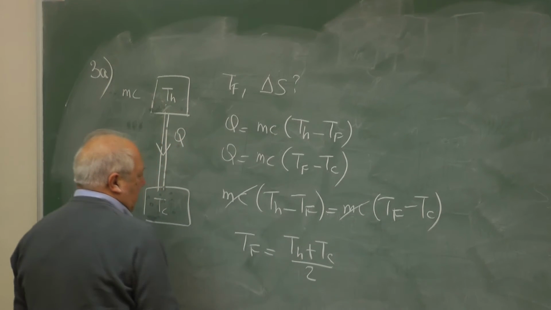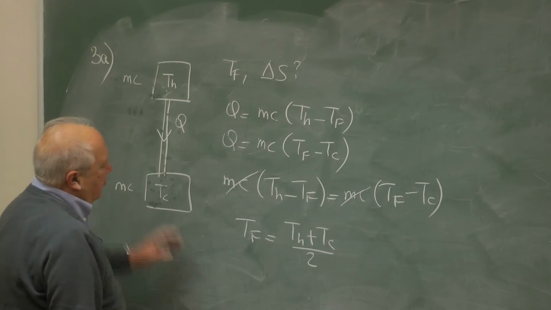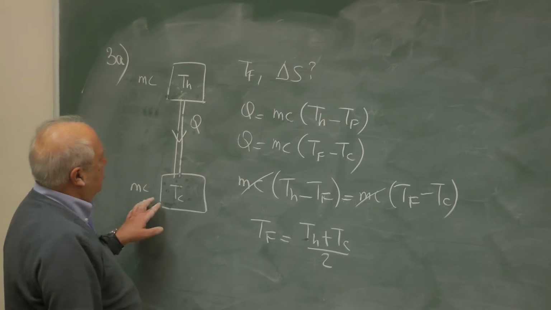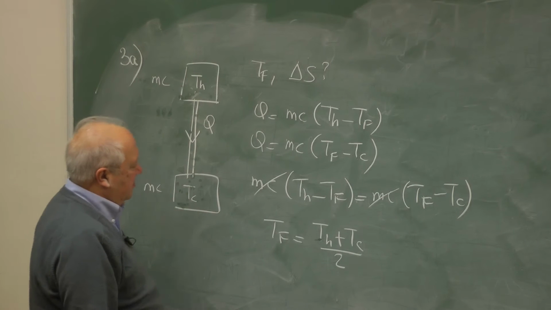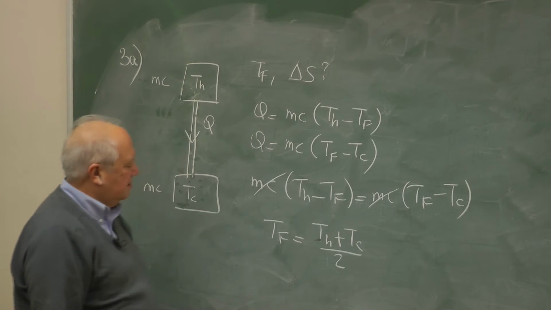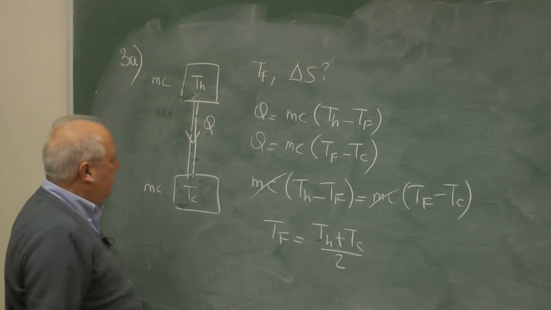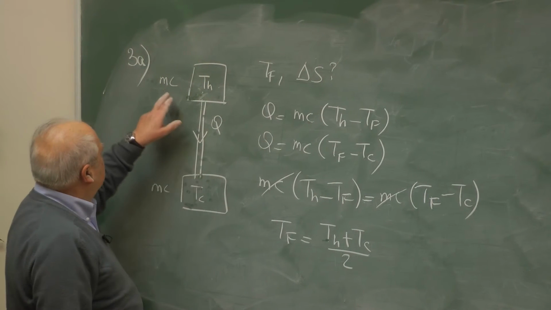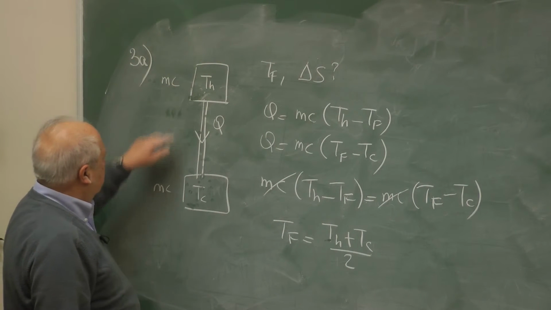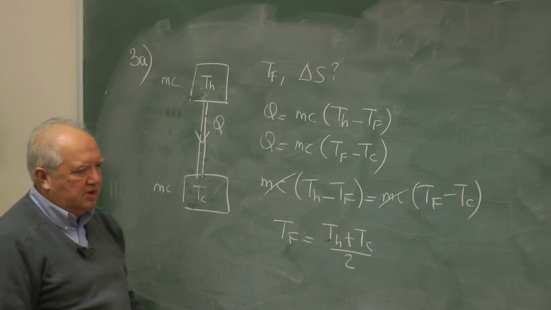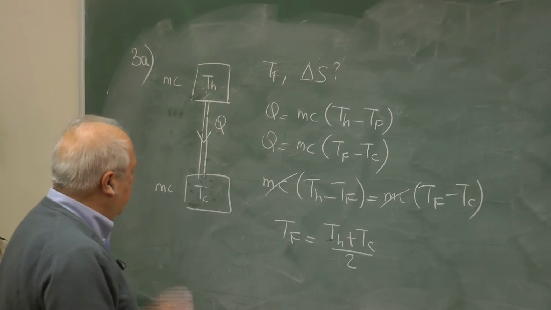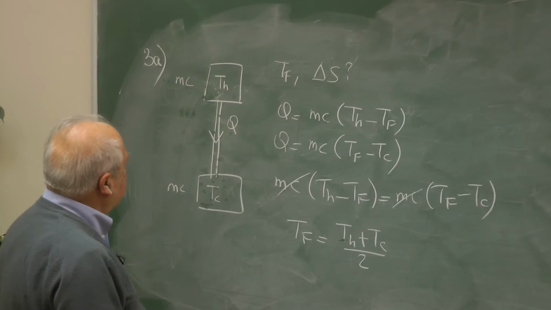these two. This is because we took the two masses the same. Otherwise, it would be a weighted average. And we took the same specific heat, just to keep all the algebra simple. Okay? So this is the final temperature.